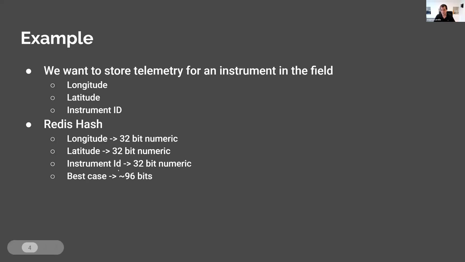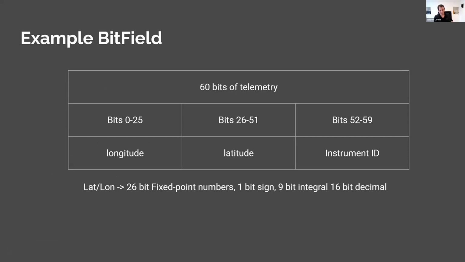Most likely it's even larger than that, because the longitude and latitude you're going to be shipping to it are probably going to be floating point numbers when they don't necessarily need to be. So let's look at how we could actually store this using a bitfield or a bitmap. Let's say that we're going to take that 96 at a minimum bit of telemetry and squash it into 60 bits. So we could build this fun little data structure here: bits 0 to 25 are the longitude, bits 26 to 51 the latitude, and bits 52 to 59 the instrument ID.